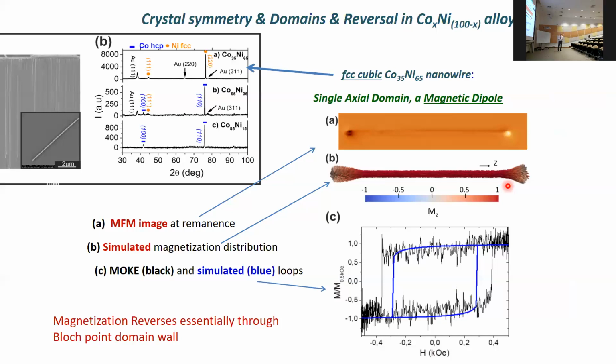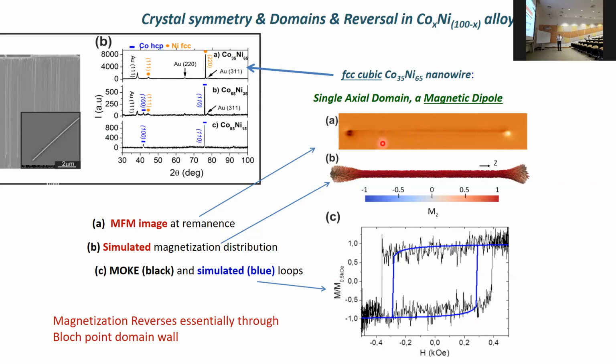Let me show you. I'm going to consider these cobalt-nickel alloy nanowires, always individual nanowires. First, I start with a cobalt 35 nickel 65 nanowire, which is cubic. So the cubic magnetocrystalline anisotropy is overcome by the shape anisotropy. You see here in the remanent state a magnetic force microscopy image of an individual nanowire.